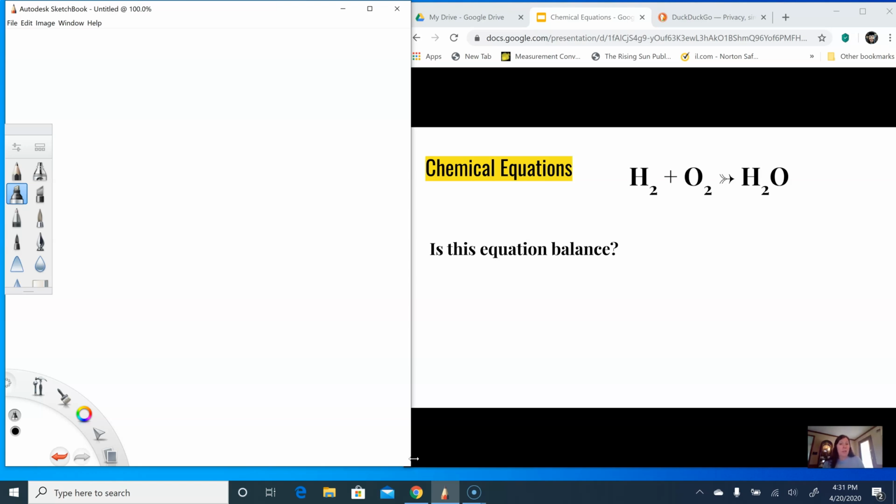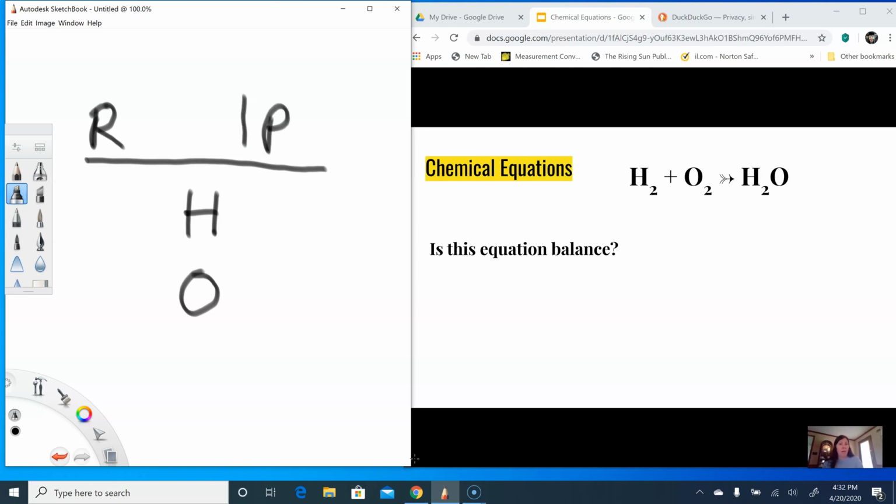And in this instance, we have hydrogen, okay, and we have oxygen. And I find it easier to do this technique where you put the reactants over here and you put the products on this side and make a little chart, okay, to see if your seesaw is balanced.